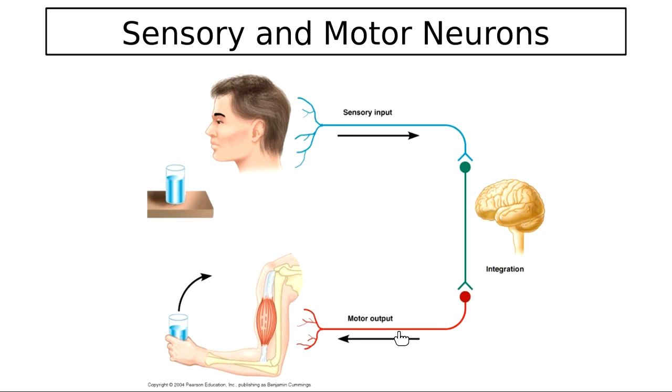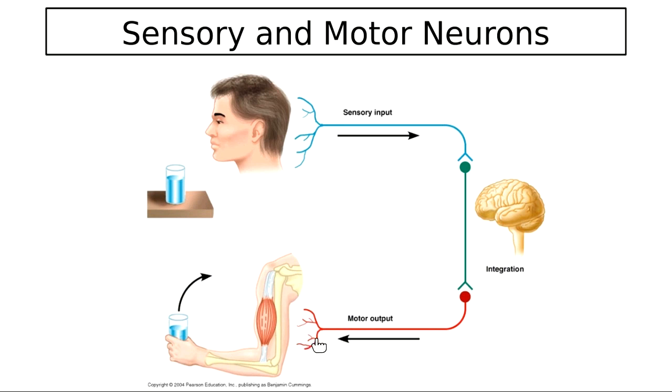Now, motor or efferent neurons, motor or efferent, remember that's the part of S-A-M-E, motor efferent, transmit impulses from the sensory neurons to the motor neurons. So they're going to transmit things out to an effector, located in the brain and spinal cord. So they're going to be coming out.